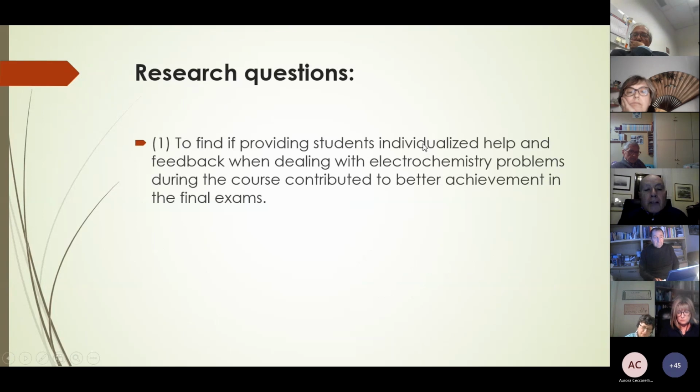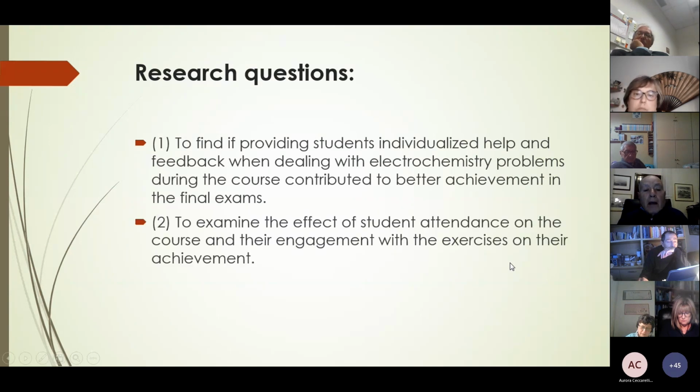The research questions for this study were: one, to find if providing students individualized help and feedback with electrochemistry problems during the course contributed to better achievement in the final exam. And the second question, to examine the effect of student attendance of the course and their engagement with the exercises on their achievement.